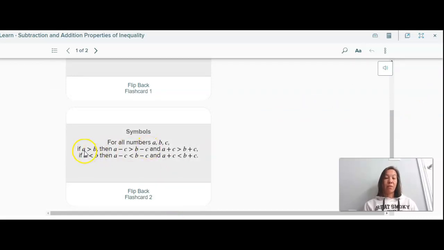So if you have a is greater than b, then I could subtract the same number from both sides or add the same number to both sides and it would still be true. And then same thing if a is less than b. So basically all this is saying is that just like when we solved equations, you can add or subtract the same number from each side to keep the inequality true. So let's just look at a few examples.